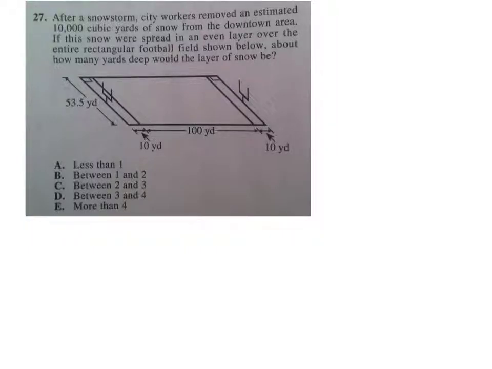So this math question states, after a snowstorm, city workers removed an estimated 10,000 cubic yards of snow from the downtown area. If this snow were spread in an even layer over the entire rectangular football field shown below, about how many yards deep would the layer of snow be?